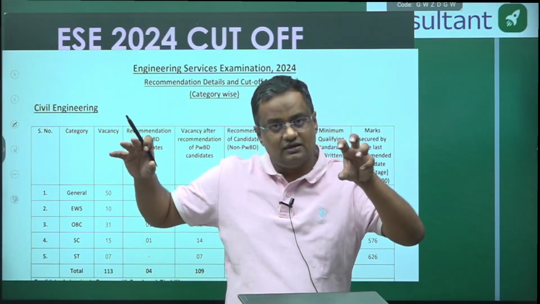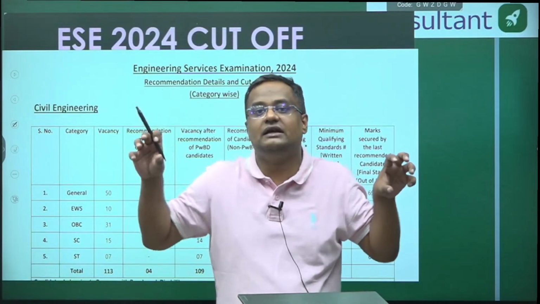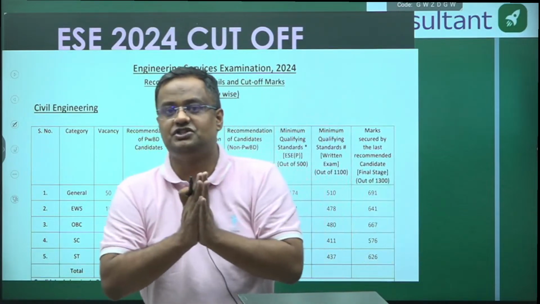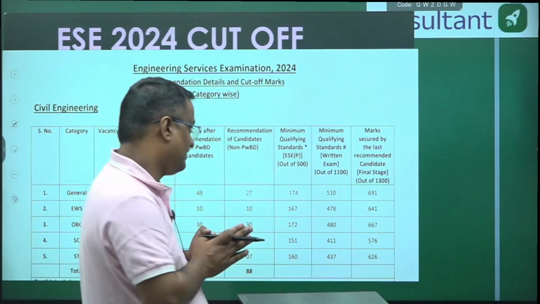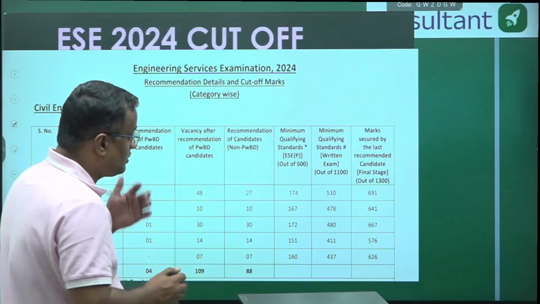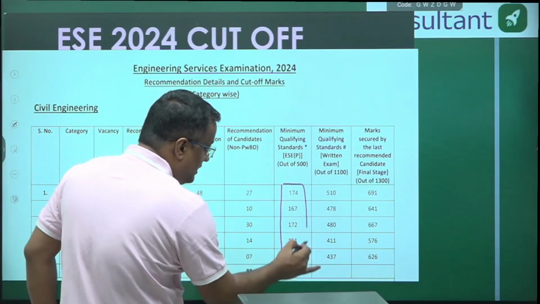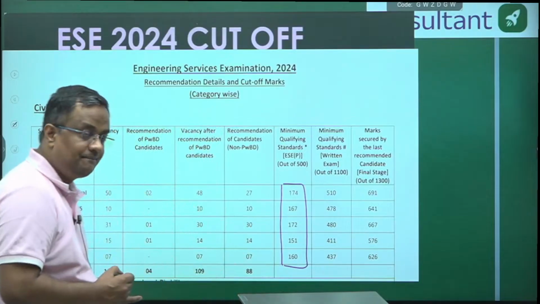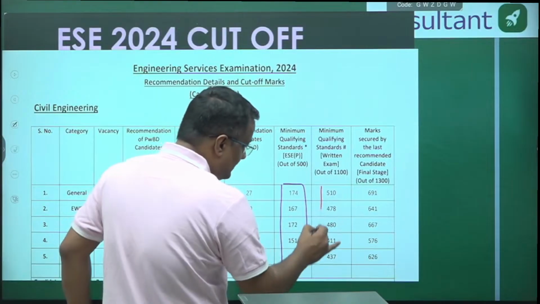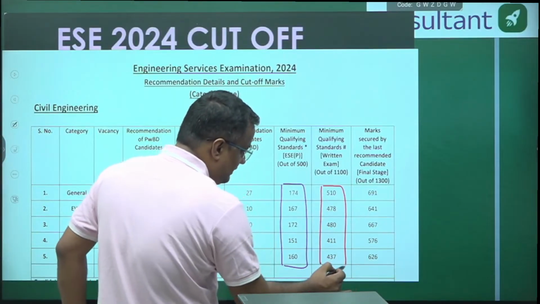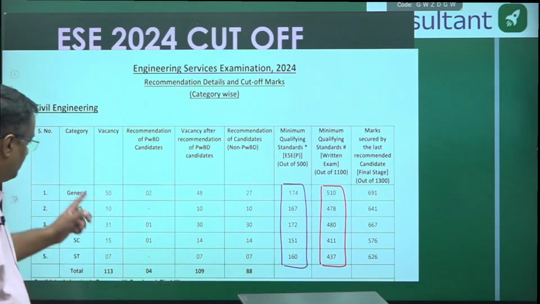You cannot take much lead in the prelims or in the interview, but in the mains examination you can take a lead of 100 to 125 marks. Now last year, out of 500 marks, the cutoff is 174, 167, 172, 151, 160, but out of 1100 marks, that is mains, it is 510, 478, 480, 411, 437 for the various categories.